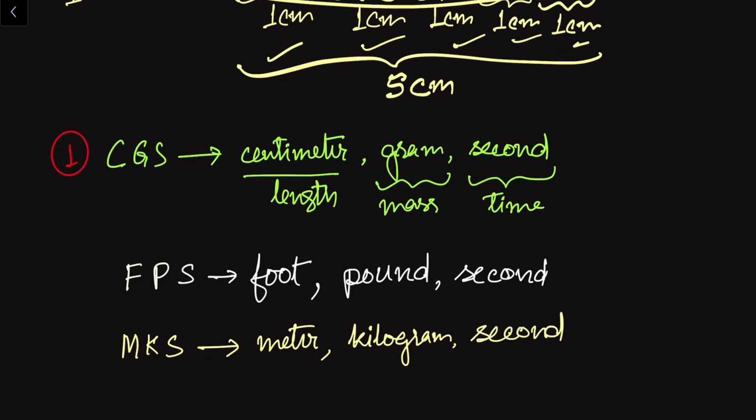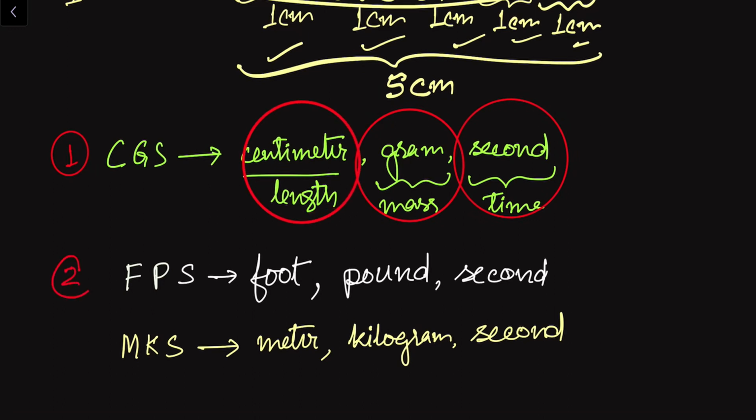In CGS the length unit was centimeter, the mass unit was gram, and the time unit was second. You can see that gram is for mass and centimeter for length. Similarly, in the second type of system, the FPS system, foot was the unit for length, pound was the unit for mass, and second was the unit for time. And in the MKS system, the third type, we have meter as the unit of length, kilogram as the unit of mass, and second as the unit of time.